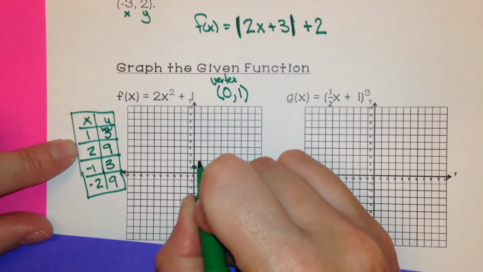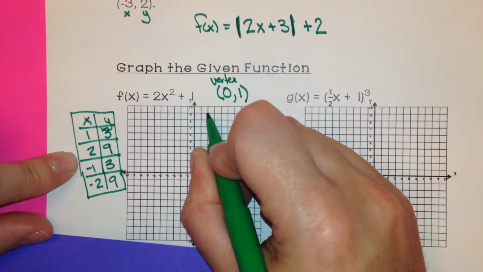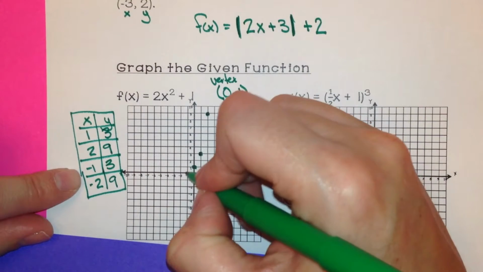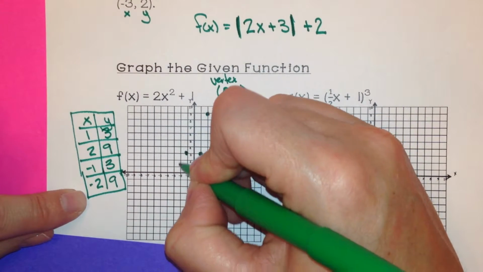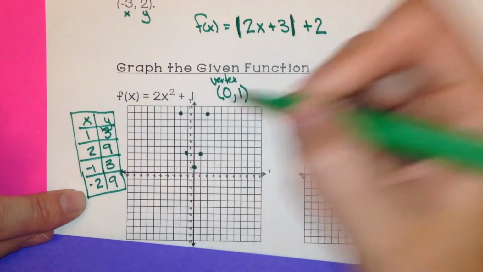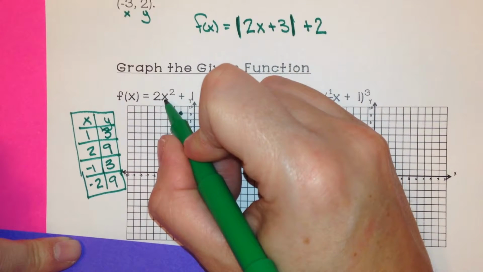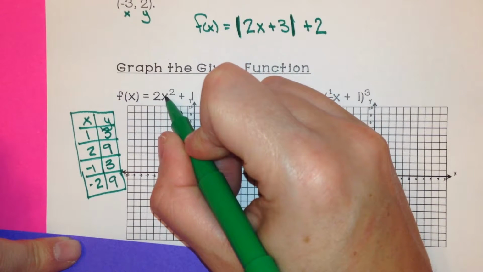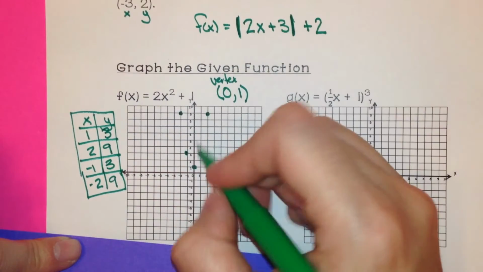So when x is 1, y is 3. When x is 2, y is 9. When x is -1, y is 3. And when x is -2, y is 9. If you want to plug in your vertex to make sure you did it correctly, you can. Plug in 0 for x. 0 squared is 0. 0 times 2 is 0. And 0 plus 1 is 1. So we did graph it correctly.